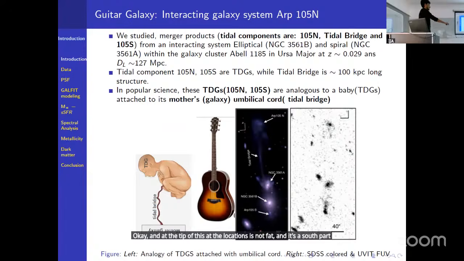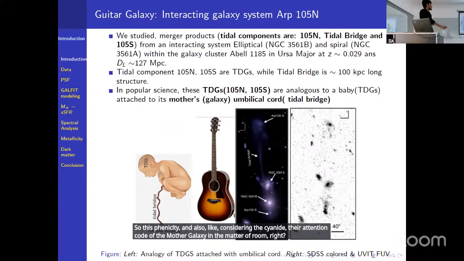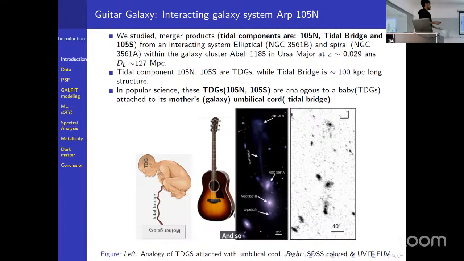So these TDGs are also considered as such. They are attached to the chemical code of the mother galaxy, the mother womb. And this galaxy is around 127 megaparsec from us, at redshift 0.029.